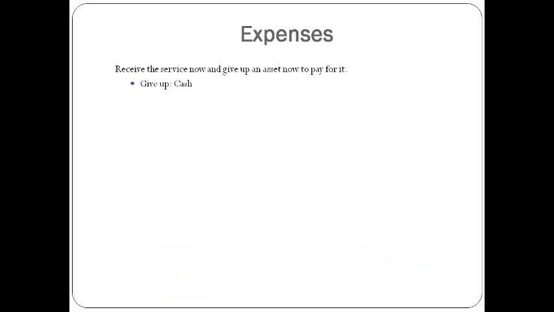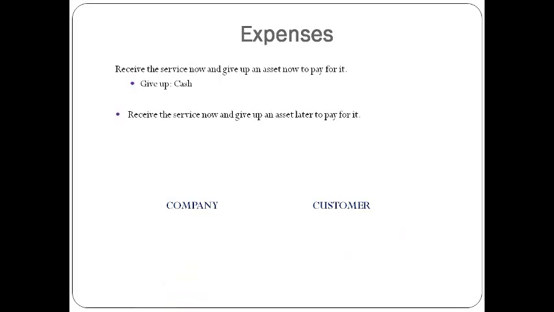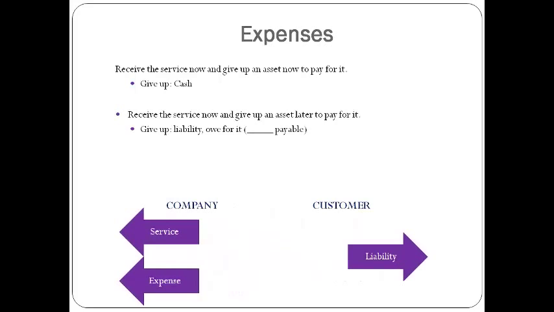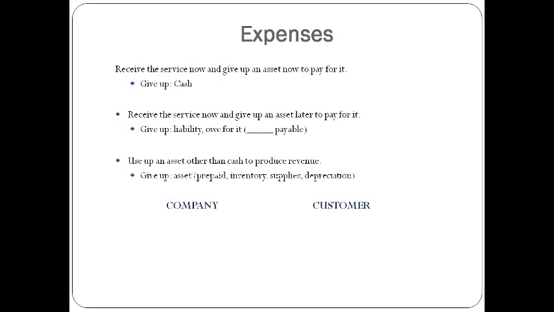An expense occurs when a service is received by the company or an asset is used to produce revenue. There are three types of transactions that change expense. First, a service is received and cash is paid in the same period. Second, a service is received and payment is made in a future period. Paying in a future period creates a liability. Third, an asset is used to generate revenues.